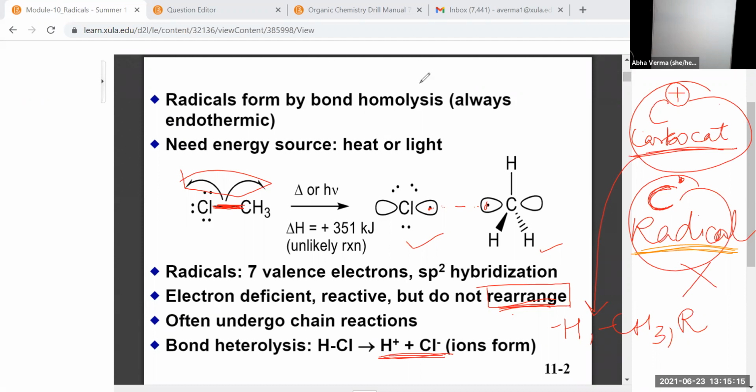Any questions so far? None? Okay, so let's quickly jot down the differences that we have seen here.